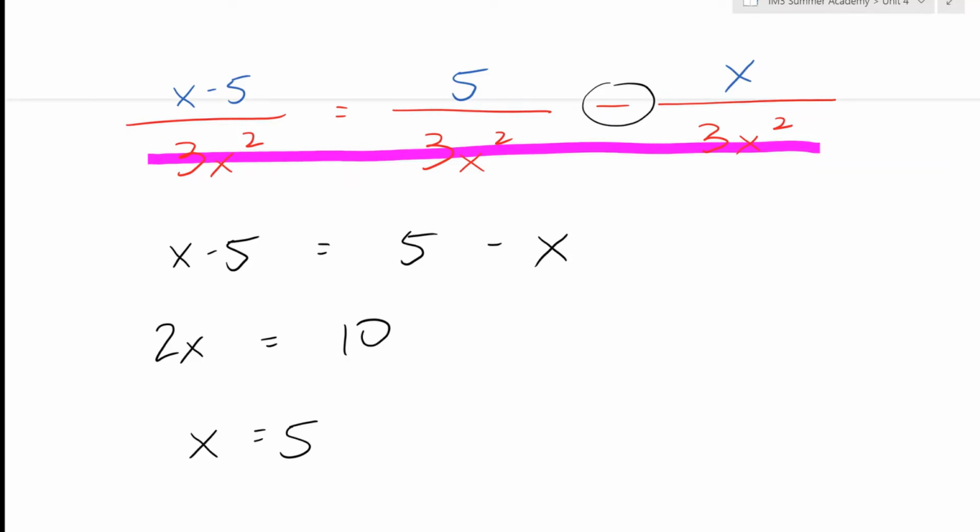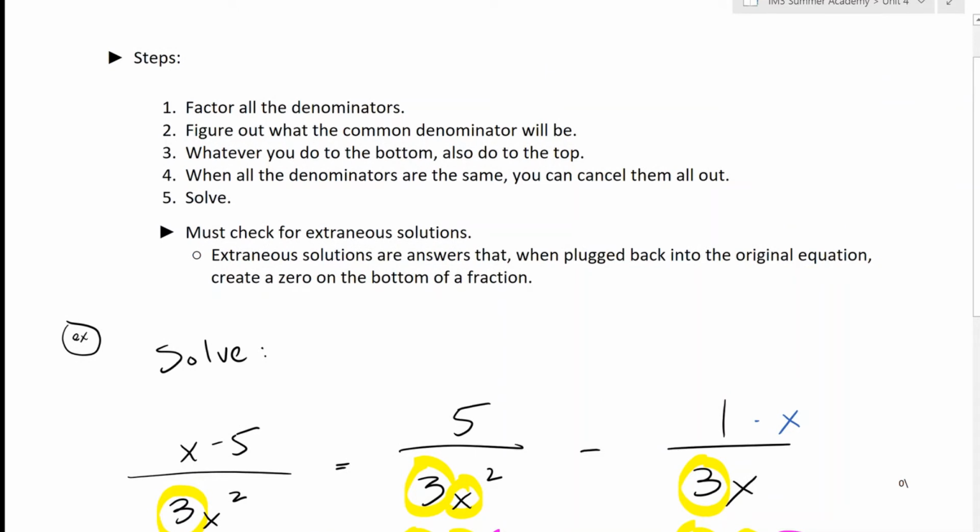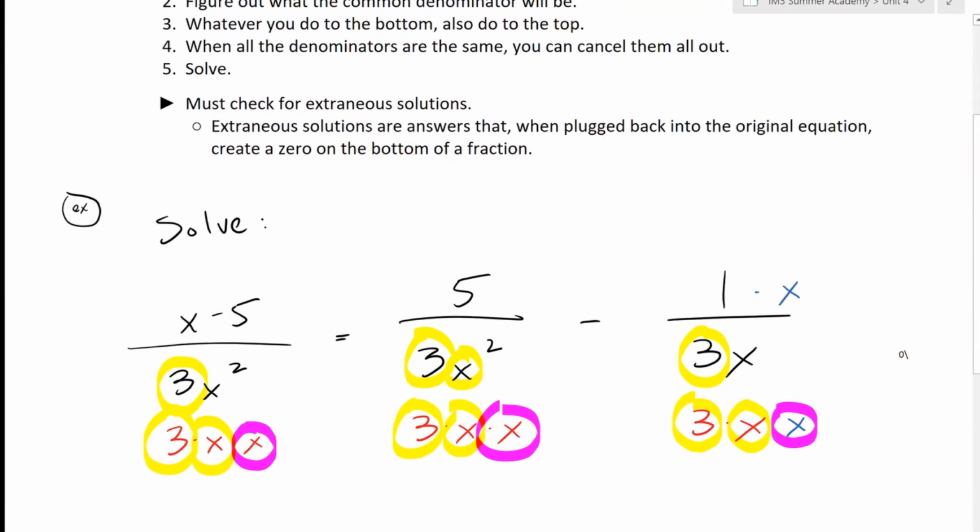Now later on, once we get these multiple types of answer problems, we need to check for these extraneous solutions, and I'll show you how this works on this one. I made the note right here: extraneous solutions are answers that, when plugged back into the original equation, create a 0 on the bottom of a fraction. Because remember, 0 on the bottom is undefined, and we can't really have undefined answers.